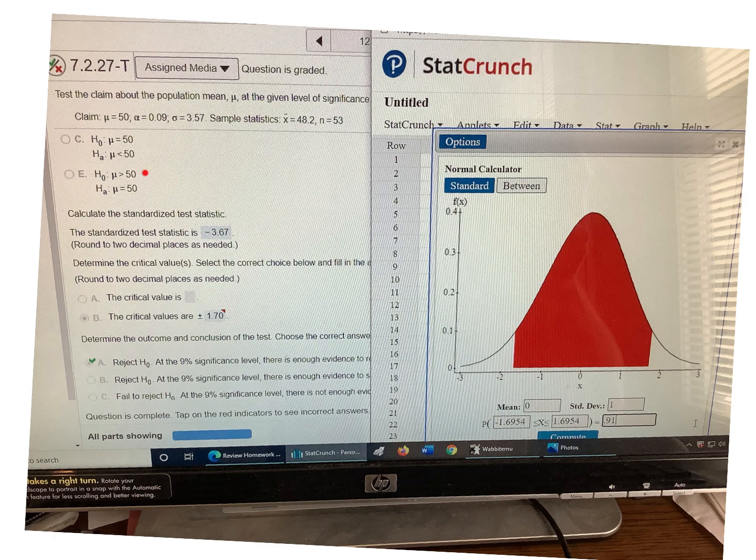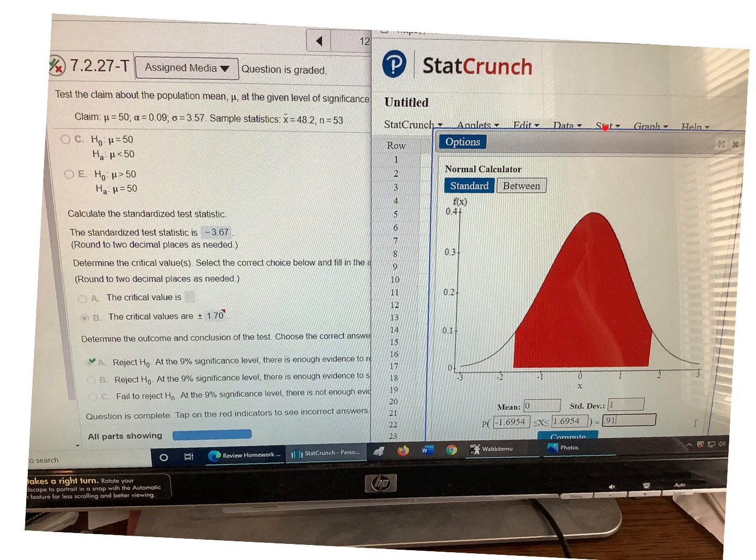I just covered up part of it, but the claim is that mu equals 50, and that's the null hypothesis. The alternative would be mu does not equal 50. So it's a two-tailed test with alpha of 0.09. So the easiest way to do it is with the normal calculator in StatCrunch.